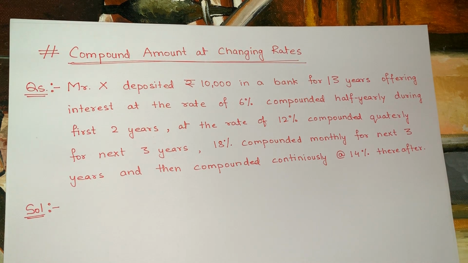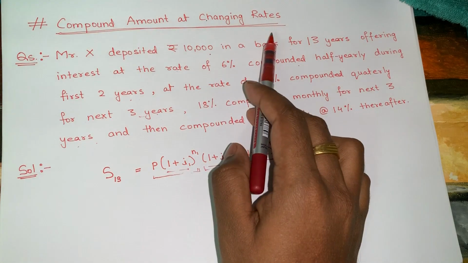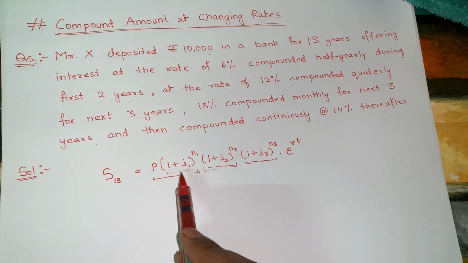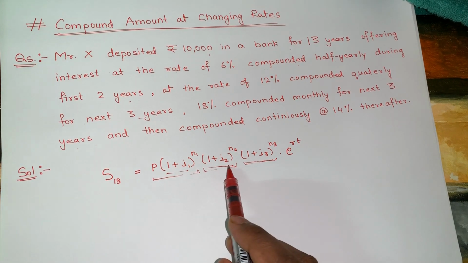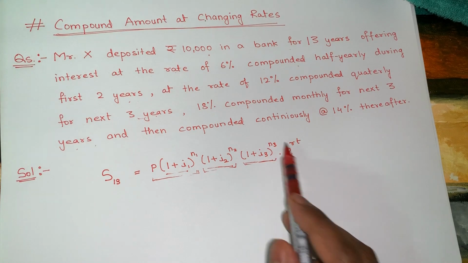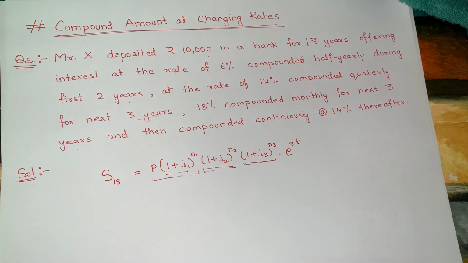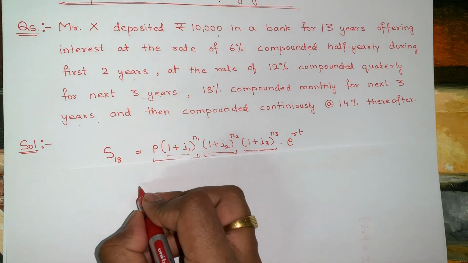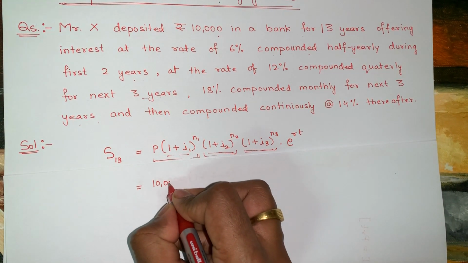So let's solve this. The formula for amount in changing rates is principal multiplied by first rate to the power n, multiplied by second rate to the power n, multiplied by third rate to the power n, and if it is compounded continuously thereafter, then e to the power rt. So our principal is rupees 10,000, so we put 10,000 here.